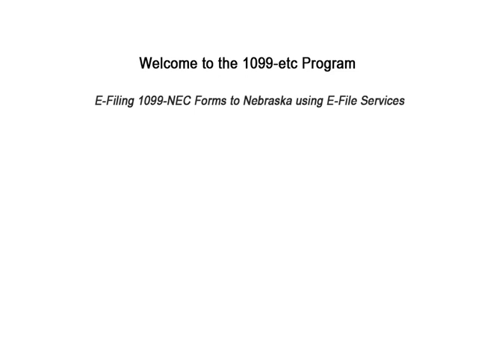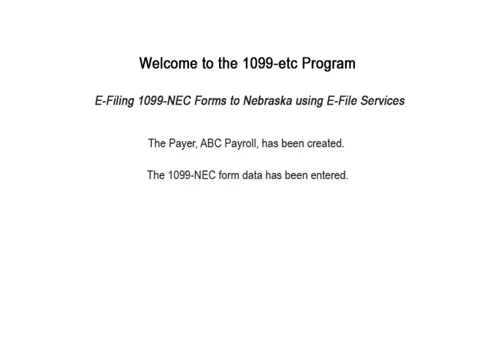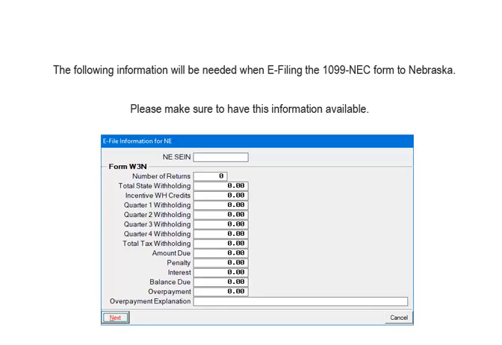This tutorial covers e-filing the 1099 NEC forms to Nebraska using e-file services. To begin, the pair ABC payroll has been created, and the 1099 NEC form data has been entered. The following information will be needed when e-filing the 1099 NEC form to Nebraska. Please make sure to have this information available.